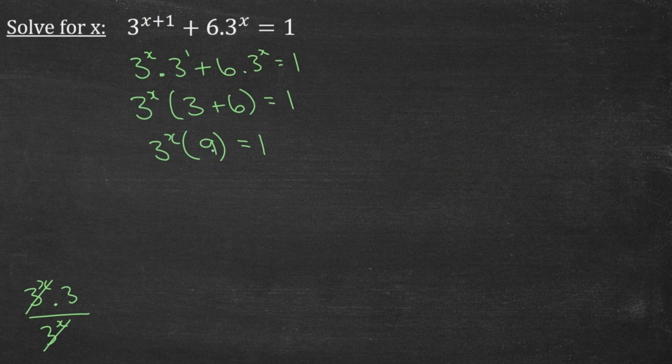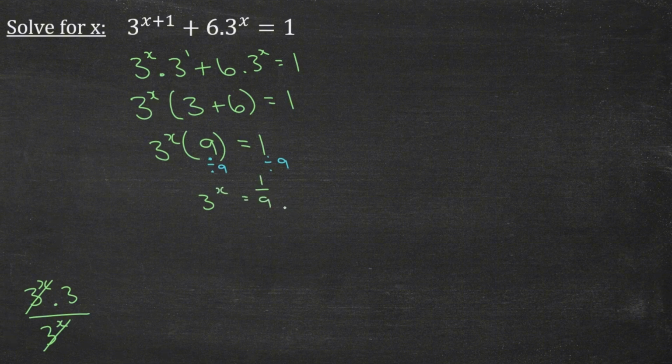But I still need to get rid of this 9 because this 3 to the power of x is multiplied by this 9. And to do that, I have to divide by 9. And what I do on the one side, I have to do on the other side. And that leaves us with 3 to the power of x equals 1 over 9.